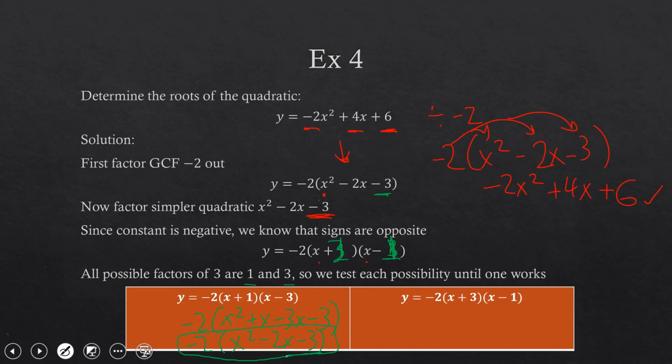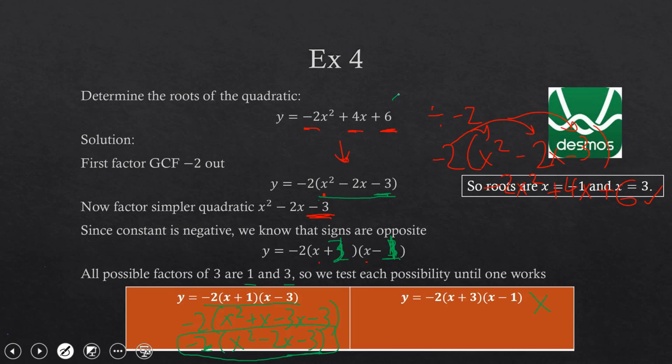That right there is what we wanted, which is the distributed version. So we actually don't need to test this one because we found the answer already. So -2 times x plus 1 times x minus 3 is the factored form of this guy. Let's go ahead and clear this off over here. And so that's going to tell us what the roots are. Here's our answer.